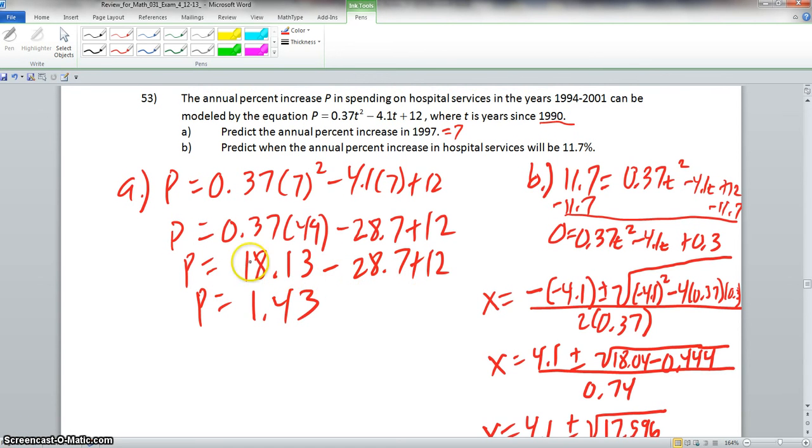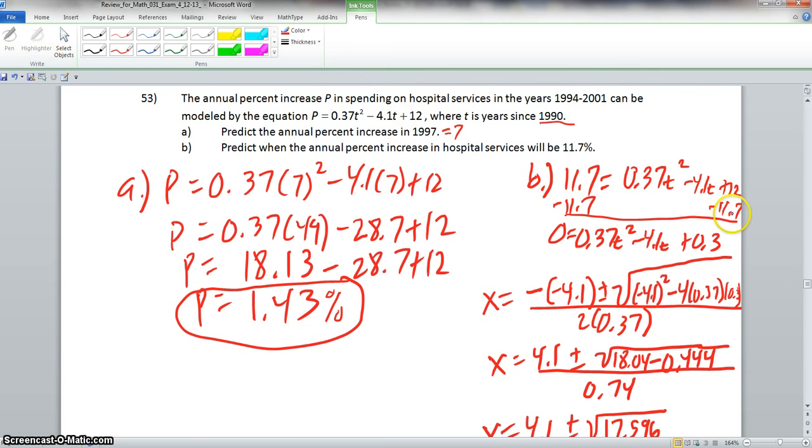Okay, I took the liberty of filling out the rest. As I told you all before, use your calculator to complete this problem, and it gave you 1.43. So that is your percent of increase, which is 1.43%, and that will be your final answer for A. Now we come to B. It says predict when the annual percent increase in hospital services will be 11.7%. Now, you will write just 11.7 without the percent sign because it is assumed to be percent. So you'll put 11.7 equal to this equation here.